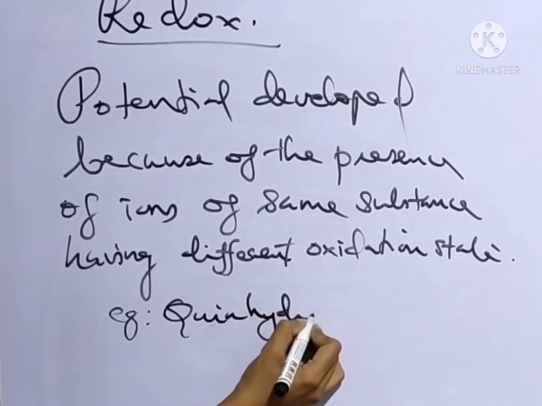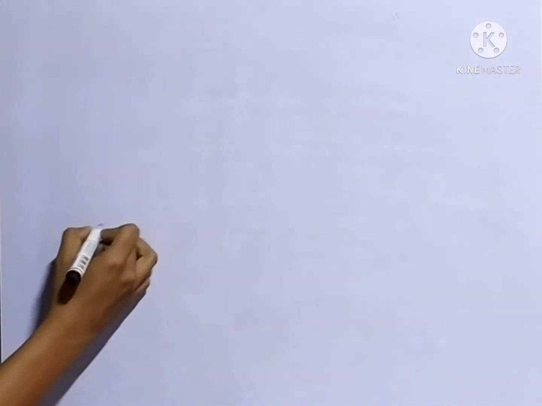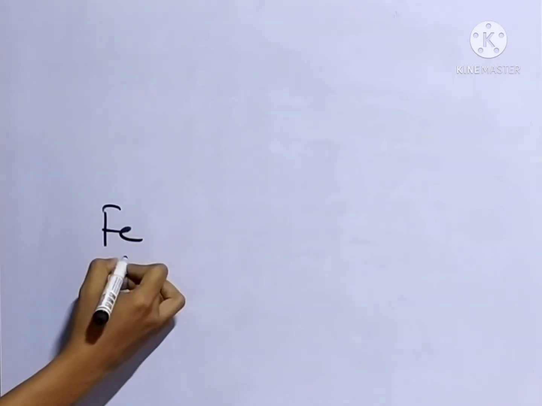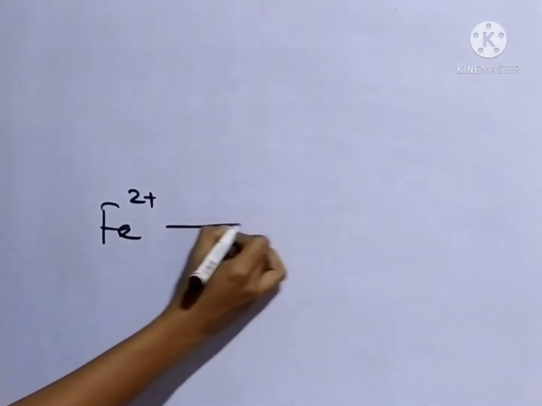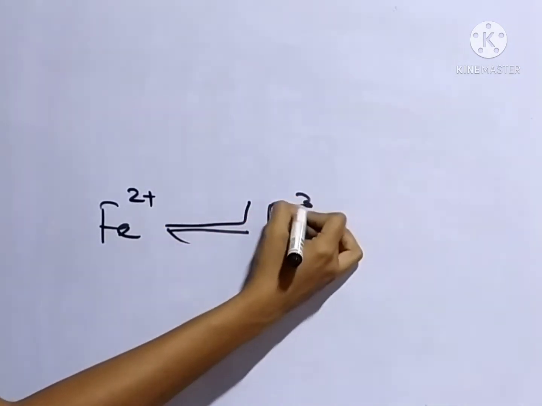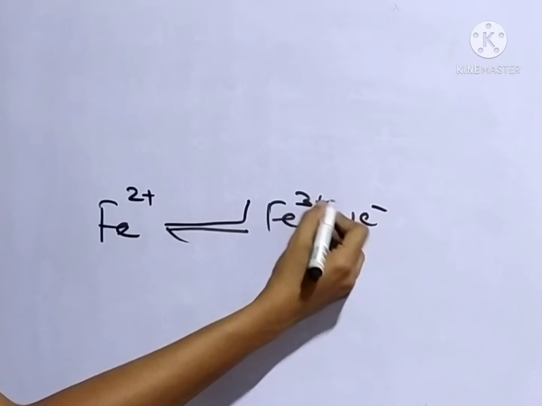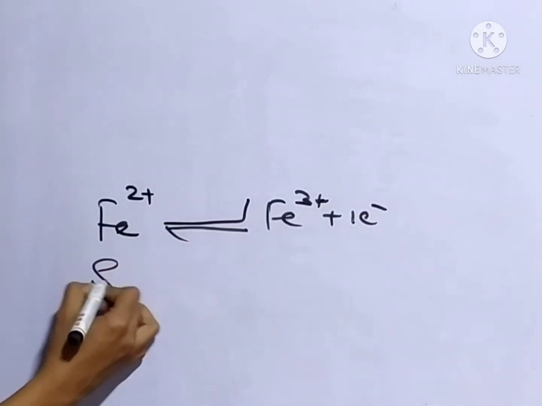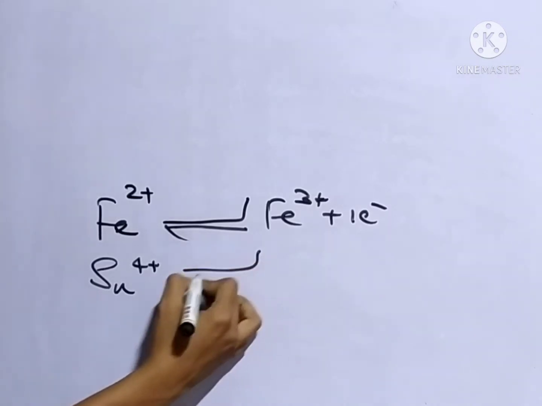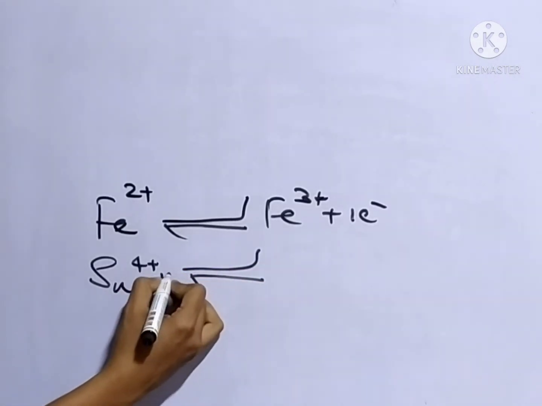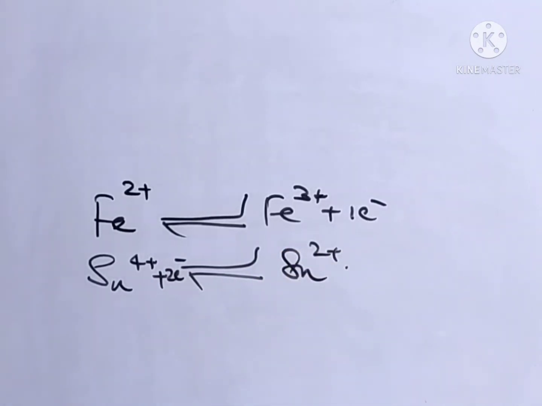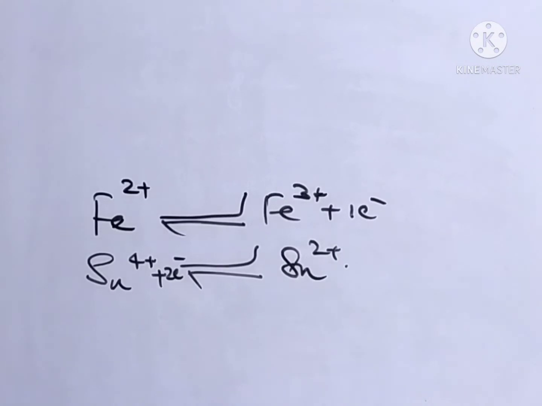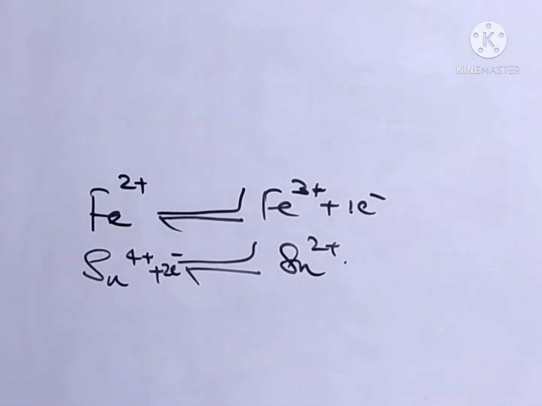If we construct a redox electrode of iron, we can write the relation like this: iron Fe2 plus will convert to Fe3 plus by releasing one electron. And if you are writing the relation of tin 4 plus, the reaction will be like this: tin 4 plus plus 2 electrons gives tin 2 plus. In the same way we can construct redox electrodes of different metals.